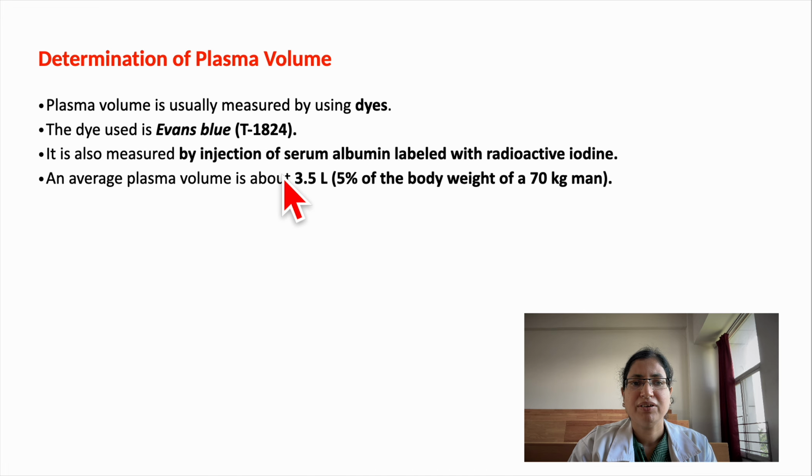An average plasma volume is about 3.5 liter, 5% of body weight of a 70 kg man. So here these are all MCQs. Most important is that for the determination of plasma volume, one dye is used. And what is the name of that dye? Evans blue T 1824.